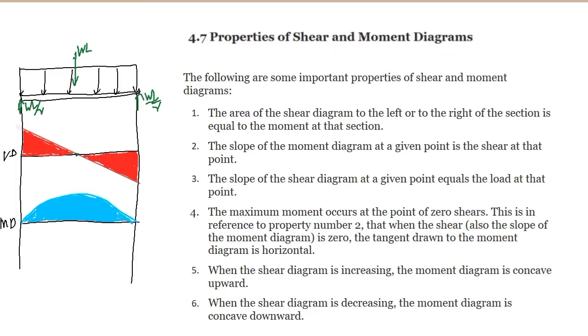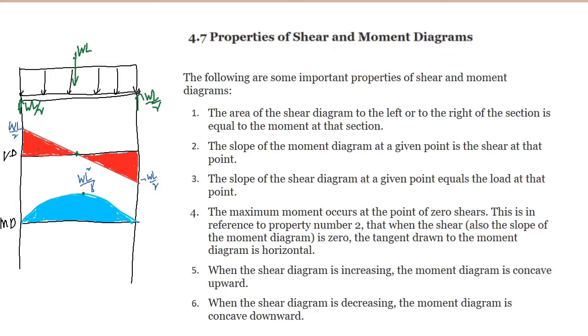If we are going to take, let's say, this point here, we take the area of this section on the left, that is equal to, in this case, WL squared over 8. This is WL over 2 here, and this is negative WL over 2 here.